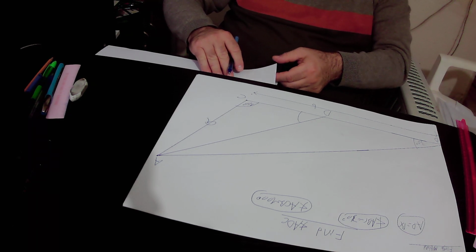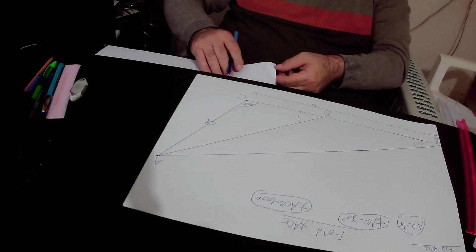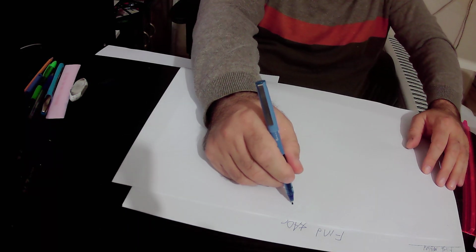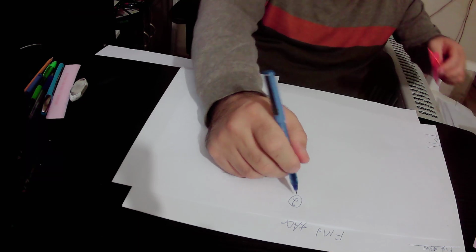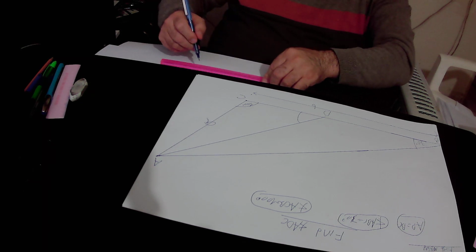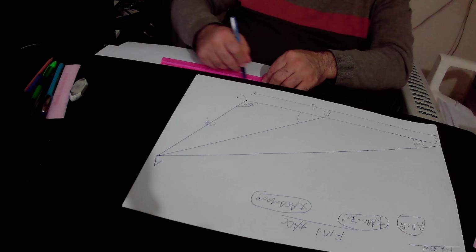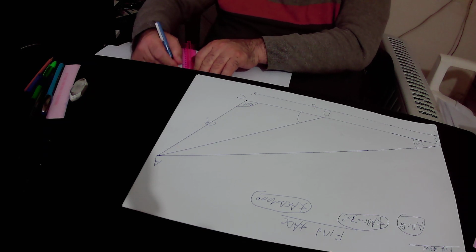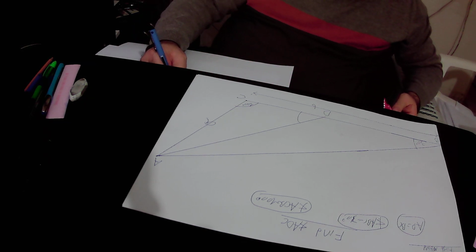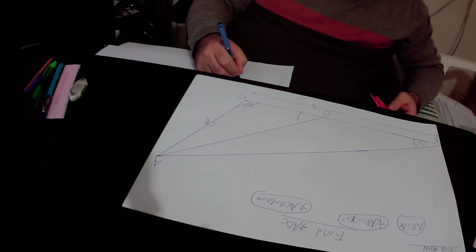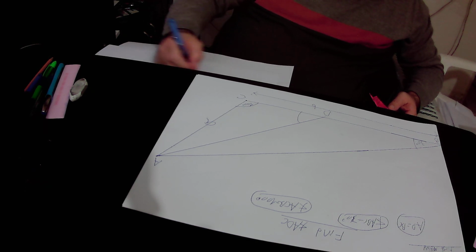So I will draw triangle ABC in a new page, and we will implement the law of sines in triangle ABC. So this is triangle ABC.